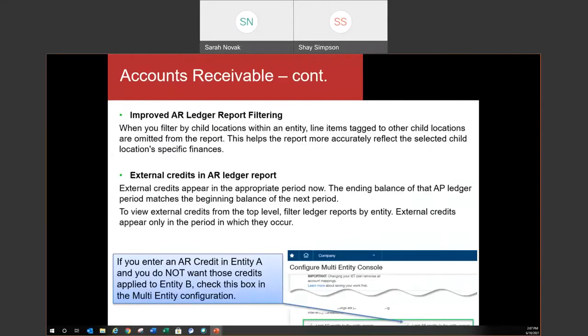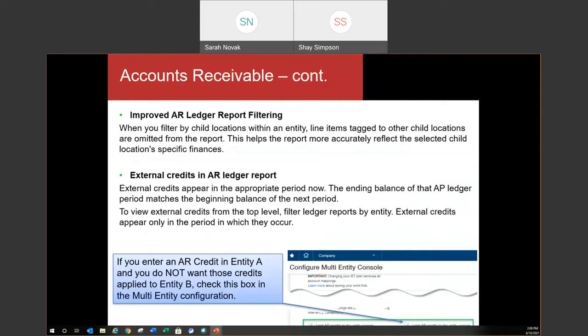The same type of functionality that we saw with accounts payable. Again, we've got that improved AR ledger report filtering. So if we're filtering on our child location within those entities, we're going to be able to see those transactions that are applicable to the child, not to the parent.